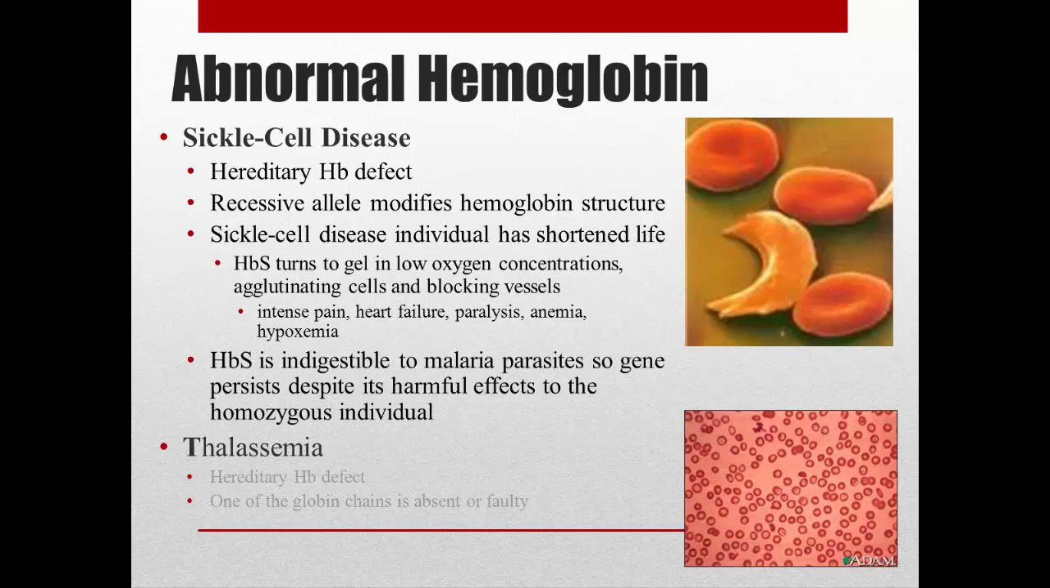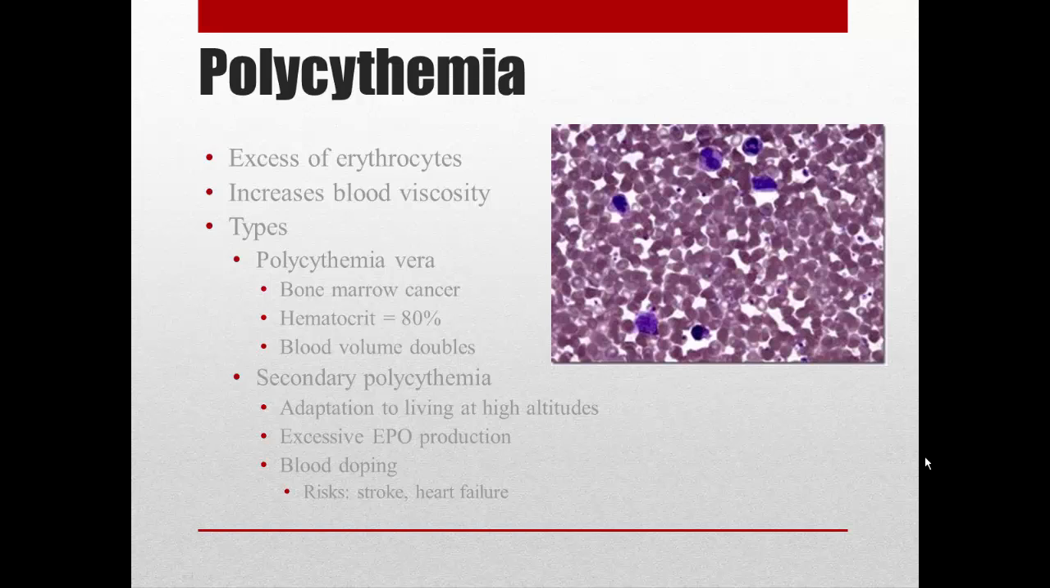Now, thalassemia is another abnormal hemoglobin. This is also a hereditary defect. It is more common among people of Mediterranean ancestry, and it results from one of the globin chains being absent or faulty. That results in the red blood cells being really thin and pale and very delicate because of the deficiency in the hemoglobin. And you can see here how the centers of these red blood cells almost look hollow, but it's just really thin hemoglobin and makes them look more transparent.